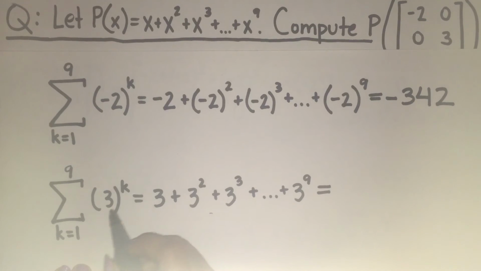Now, the second entry of the second row also has the ending number of 9 and the first number of 1. Our first exponent is 3 to the 1. It's invisible, so it's just 3 plus 3 to the second power plus 3 to the third power plus ... all the way to plus 3 to the 9th power. This equals 29,523.